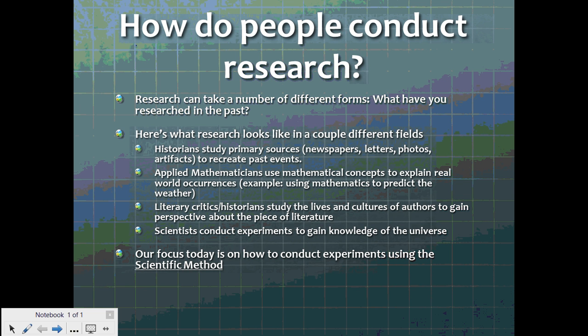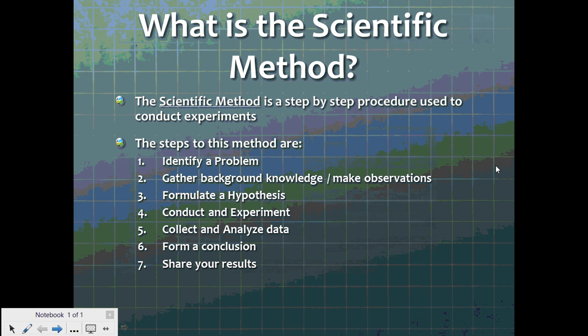Applied mathematicians use mathematical concepts to explain real-world occurrences. Examples, using mathematics to predict the weather. Literary critics, historians, study the lives and cultures of authors to gain perspective about the piece of literature. Scientists conduct experiments to gain knowledge of the universe. Our focus today is on how to conduct experiments using the scientific method.